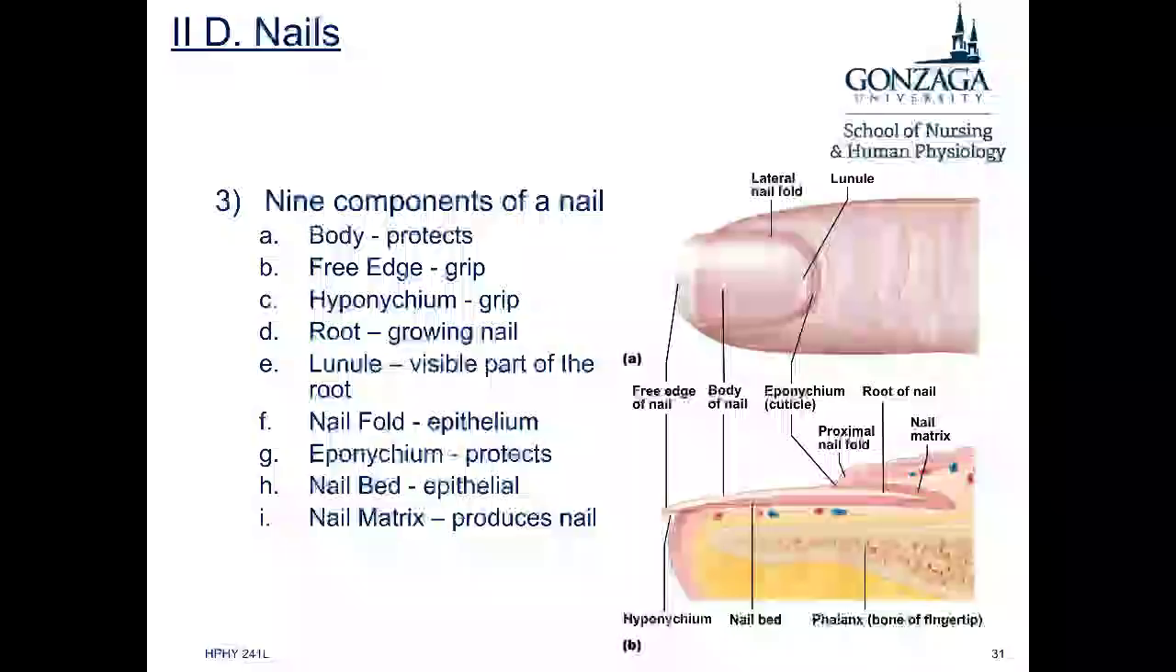The part that is producing the new cells of the nail is actually the matrix, shown here. And underneath that is what's called the nail bed, and this is providing the nourishment to the entire nail structure.